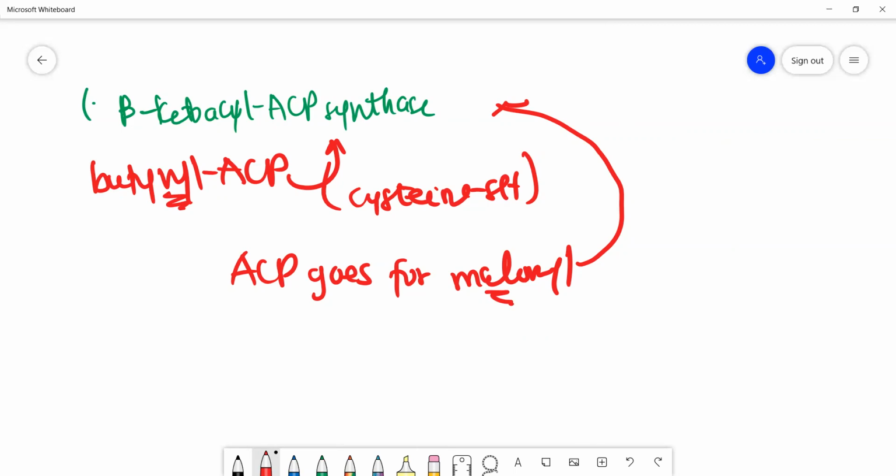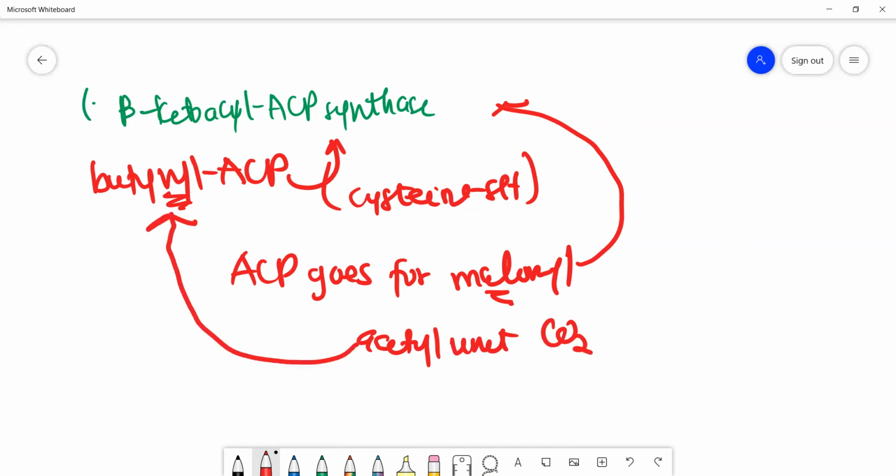Now the same way we talked about the condensation reaction in the very first step, that's the same thing that will occur. Malonyl will still go through oxidative decarboxylation, leaving an acetyl unit, because it's going to release CO2. This acetyl unit then reacts with the butyryl ACP over here. So we no longer have a 4-carbon fatty acid, but we are looking at 6 carbons.